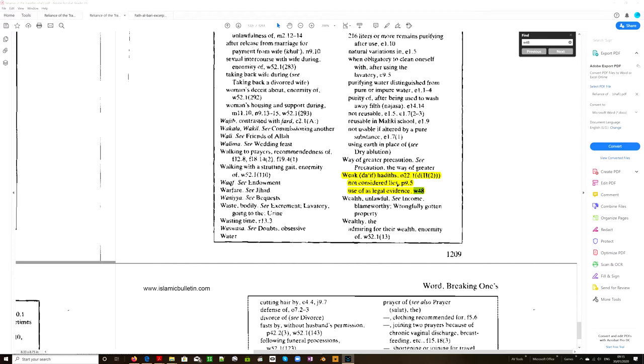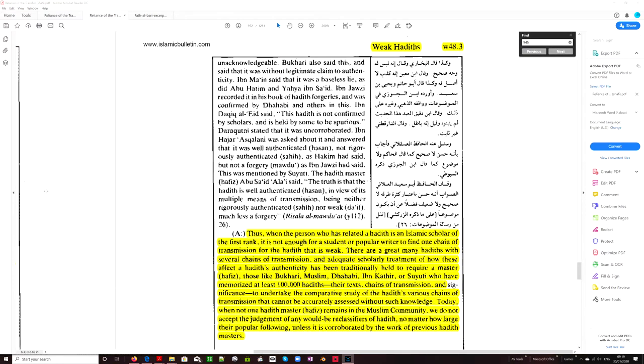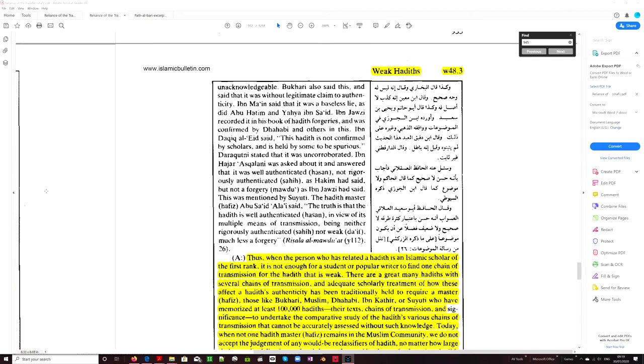Weak hadith are not considered lies, as specifically mentioned in this index in the Sharia, and used as legal evidence as defined in section W48. So of course, let's go have a look at section W48. So now we turn to the rarely seen chapter W, or appendix W, of the Reliance of the Traveler.